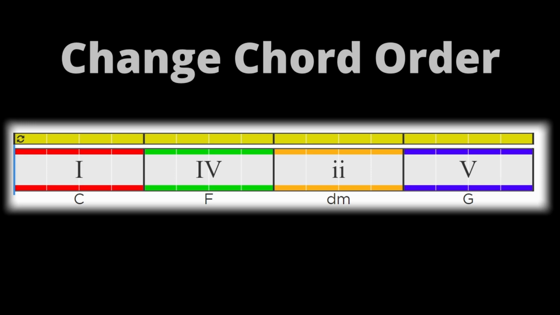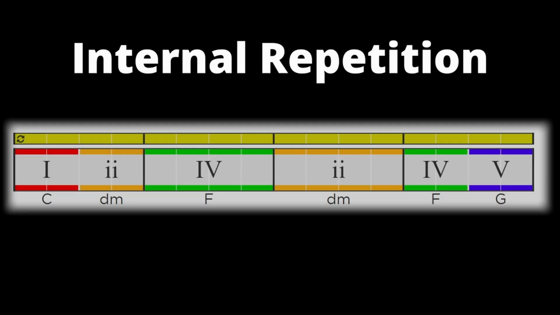You can also experiment with the order of the chords. For example, we can stretch out the middle of the turnaround so we have some repetition internally, but still end on the 5 chord. This can be useful for later repeats of the turnaround after hearing the primary form.